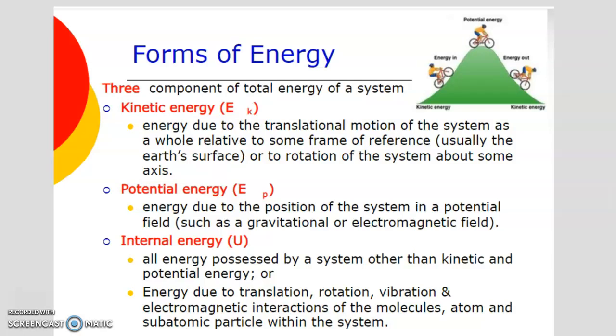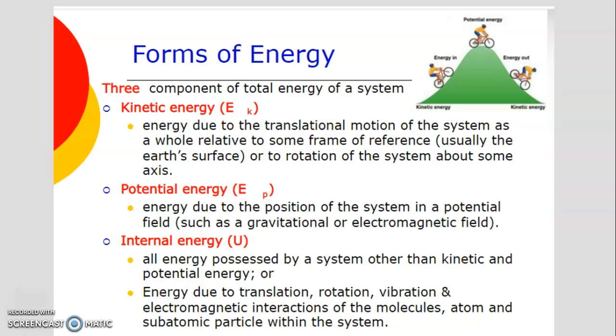Okay. Forms of energy. There are three forms of energy, or three components of total energy of a system. There are kinetic energy, EK, potential energy, EP, and internal energy, U. So what is kinetic energy? Kinetic energy is due to translational motion of the system as a whole relative to some frame of reference. Okay. Kinetic energy is known as the energy of motion.